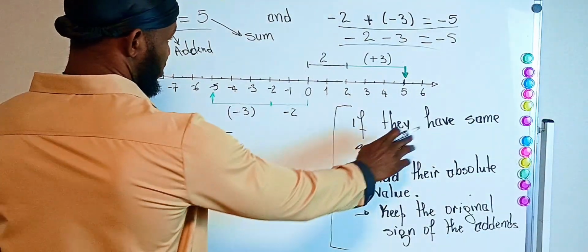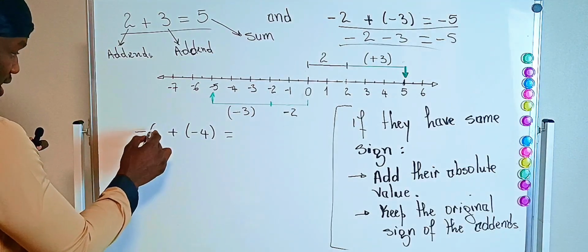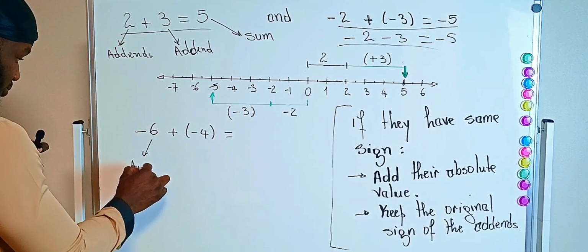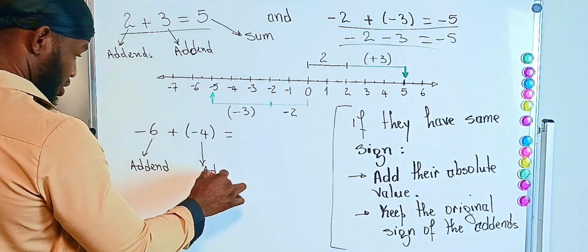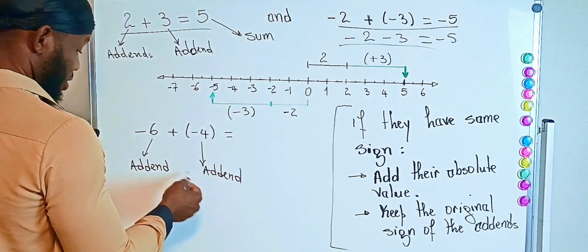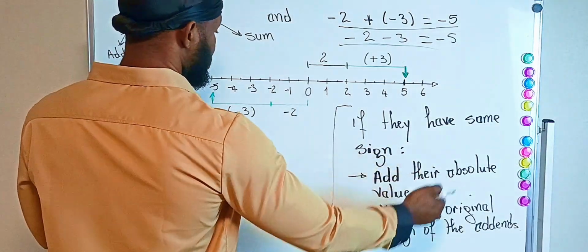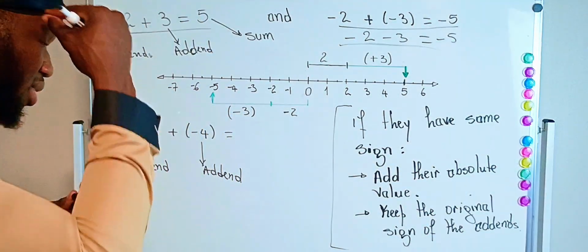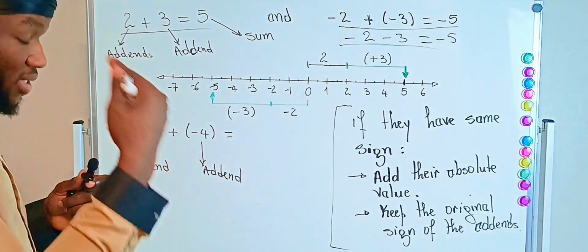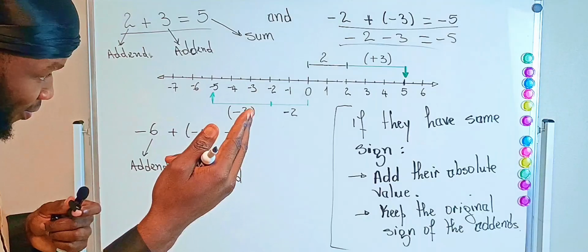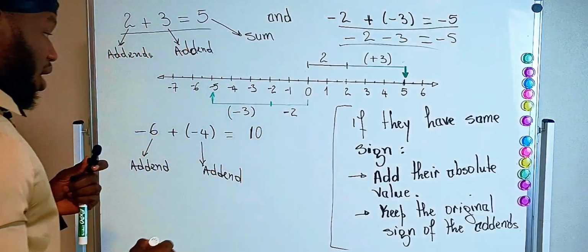The rule said if they have the same sign, the addends, they got the same sign right here, so add their absolute values. In my mind, I say the absolute value of -6 is 6, the absolute value of -4 is 4. That means 6 plus 4, 10. I add them, and that gives the sum.